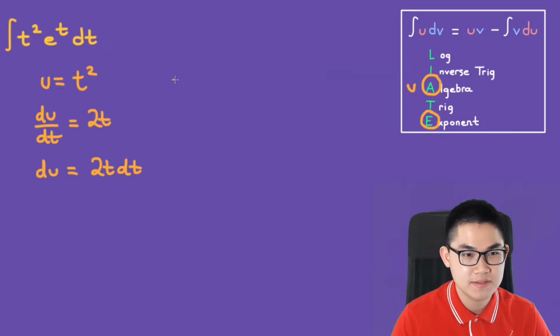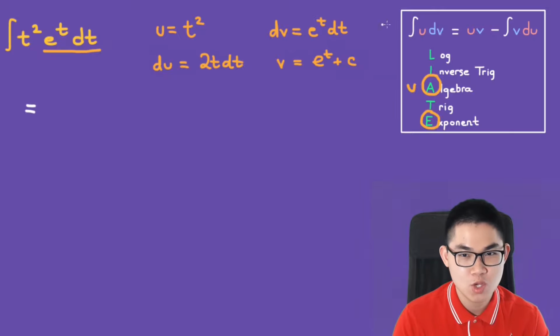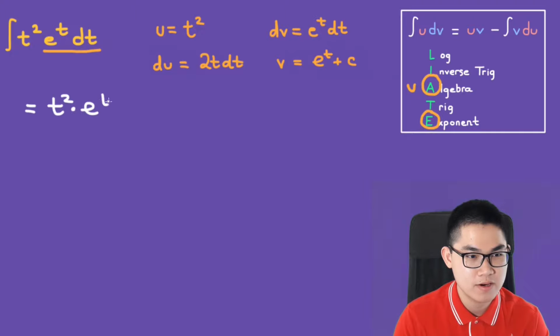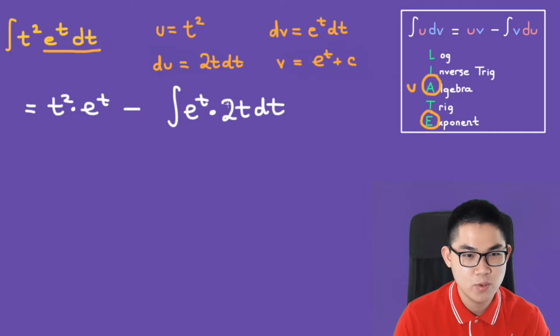And how about the dv? So we chose this to be u. And the rest, so dv will be equal to e to the power of t dt. And in order to find the v, you have to integrate. So we have the integral of e to the power of t dt, which is e to the power of t plus c. So our integral will be equal to u times v. So u is t to the power of 2 times v, which is e to the power of t, then minus the integral of v, right? So v is e to the power of t times du. So du is 2t dt. So let's go ahead and move the constant outside of the integral.